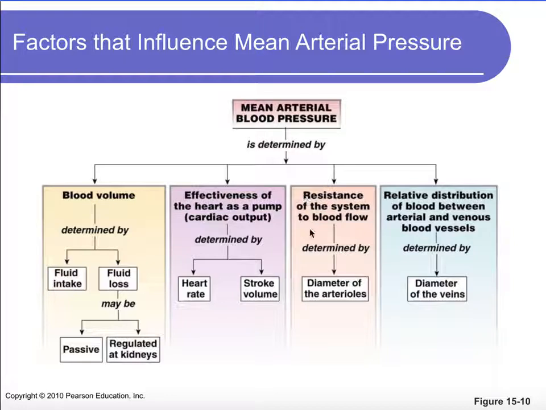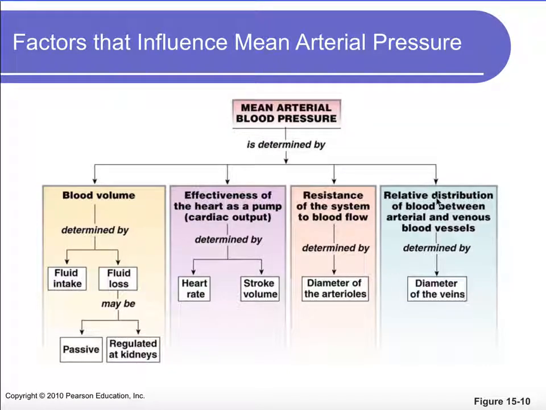Another thing that influences blood pressure is the resistance of the system to blood flow. And that's determined by whether or not our arterioles are vasoconstricted or dilated. So if we vasoconstrict, blood pressure increases. If we vasodilate, blood pressure decreases.